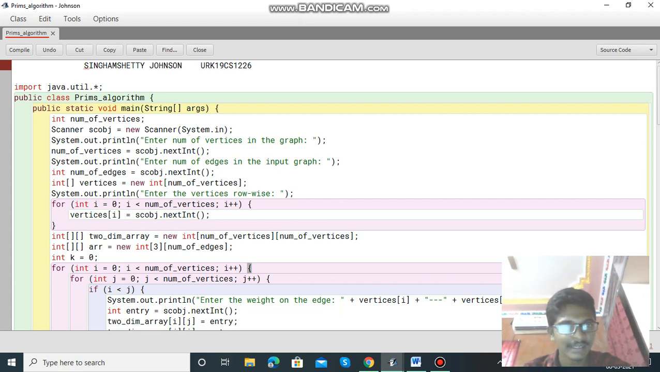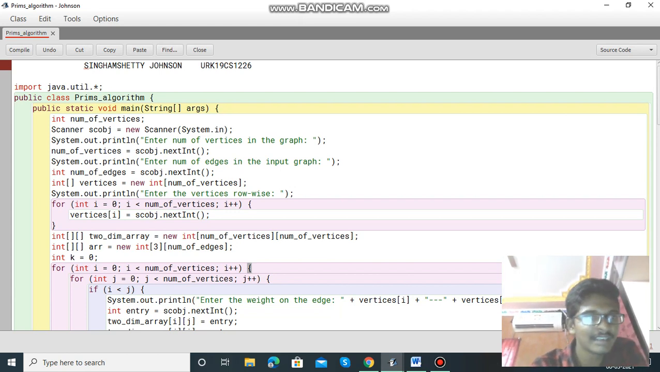I would like to explain experiment number 6, Prim's algorithm for finding a minimum spanning tree in a graph. First we import java.util, then we define a public class PrimsAlgorithm, then public static void main(String args[]), int numberOfVertices, Scanner scan equals new Scanner(System.in). Then we use System.out.println and enter the number of vertices in a graph.